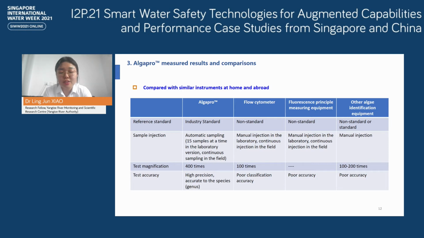For test magnification, Algae Pro is able to operate at 400 times magnification, which is the highest magnification, further ensuring its recognition accuracy. In fact, Algae Pro is the only instrument to conduct human versus machine test comparison and maintain an error less than 20%. Therefore, Algae Pro is supreme in industry capacity, operation convenience, and test accuracy. That's why we are confident about this application and further development. Next.